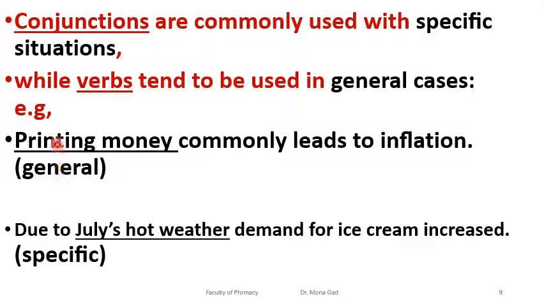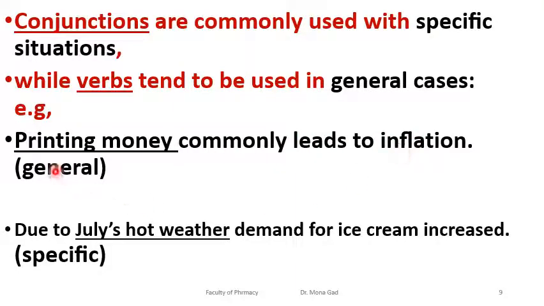But let's go to the first example. If I say printing money, where? It's not specific. Printing money when? It's not specific. Who printed the money? It's not specific. I'm talking about printing money in general. So here the cause is something general. So it's not good to use the conjunction. In this way, it's preferable to use the verb. Printing money commonly leads to, this is the verb, inflation. Printing money leads to inflation.